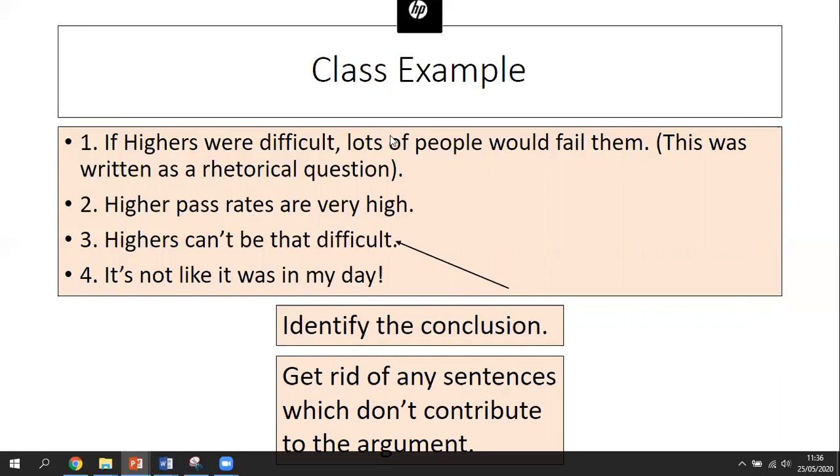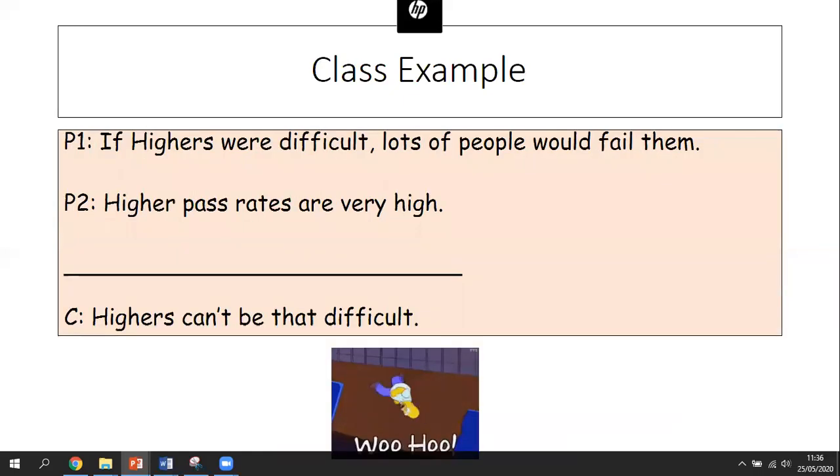We've got a statement with a truth value. We've got a statement with a truth value. We've got the conclusion. We've got an exclamation. So let's get rid of that. That doesn't belong in the argument. So what you've done now is you've tidied things up a little bit. And this is how it would look in standard form.